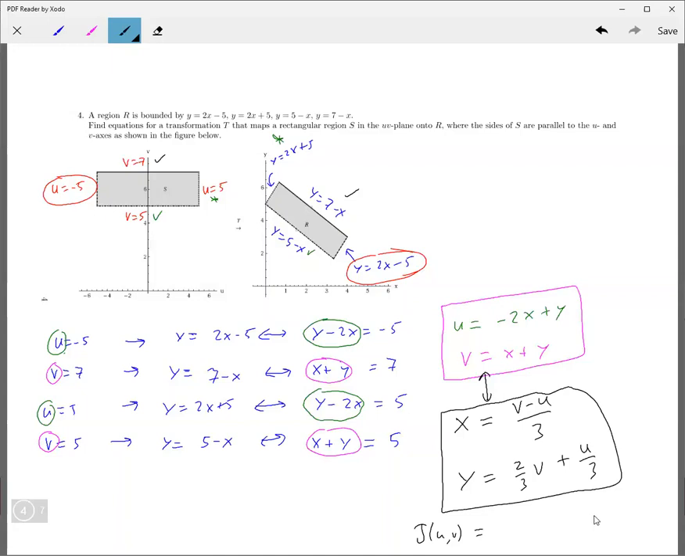Although it just occurred to me that I think the Jacobian, you could calculate it this way with these ones and just take the 1 over that or something. But I have to look into that. Yeah, I'm pretty sure.